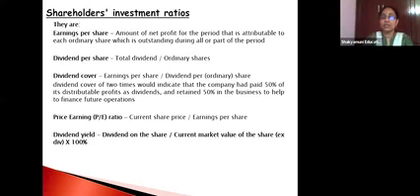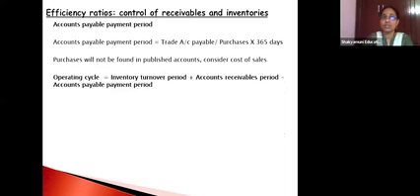So these are the ratios with respect to shareholders. And accounts payable, accounts receivable, and inventories are ratios about the efficiency of the company. If a company has an operating cycle of 300 days, that means it is taking a lot of time for this operating cycle. If a company has an operating cycle of 100 days, it is a good sign. So this is also about the efficiency of the company. Efficiency of the company is determined by the operating cycle.